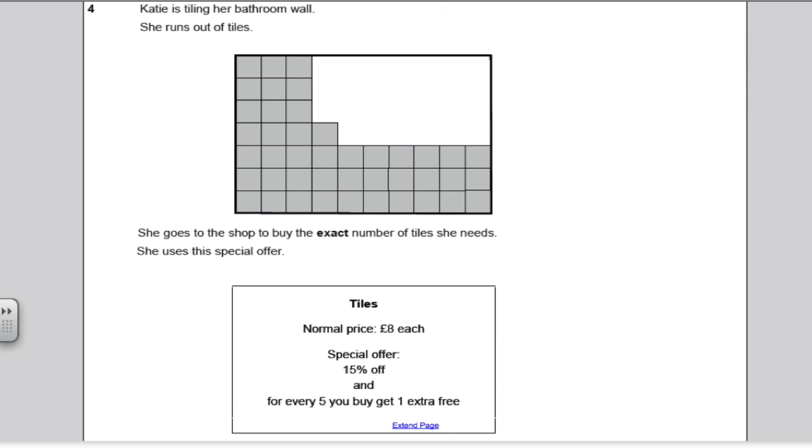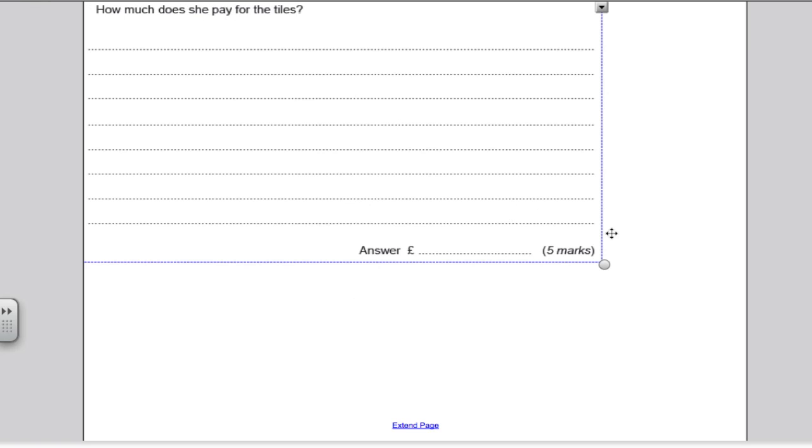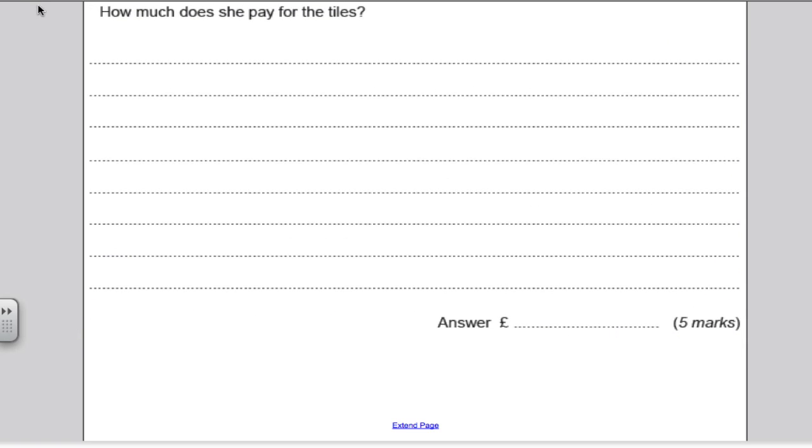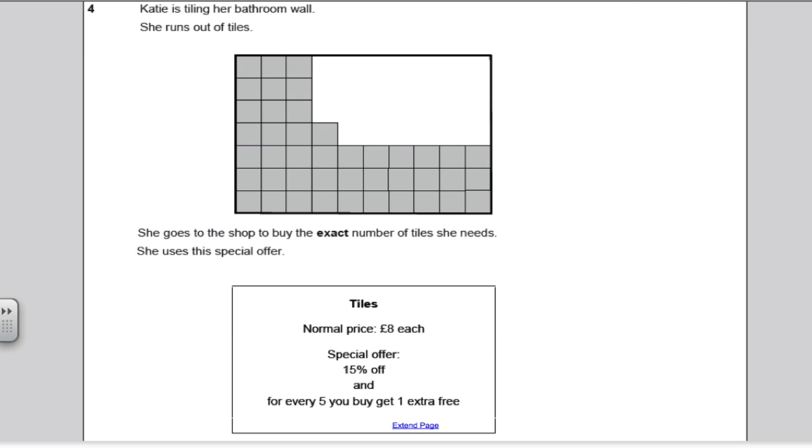4. Katie is tiling her bathroom wall and she runs out of tiles. Here's her wall, here's what she's tiled, here's what's left over. She goes to the shop to buy the exact number of tiles she needs. She uses this special offer. The question asks, how much does she pay for the tiles? Now the key point here is that she needs exactly the number to make up the wall, no more or no less. Okay, well let's work out how many she needs.